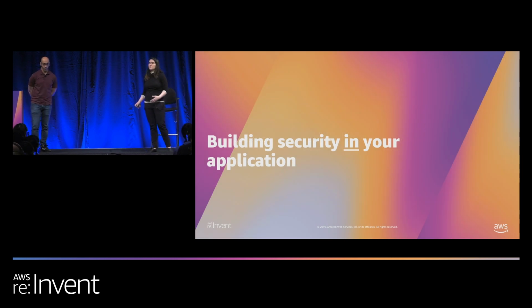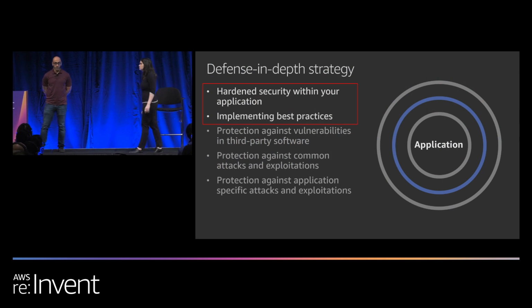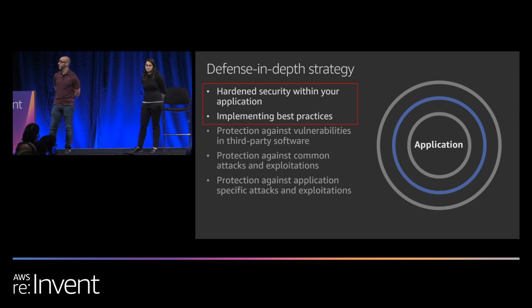So next, let's talk about building security in your application. There's really two main aspects of a defense in depth strategy. We're going to touch on this first one, which I've highlighted in the red box right now, which is hardening inside your application. So this is best practices within your architecture, as well as best practices within your code.